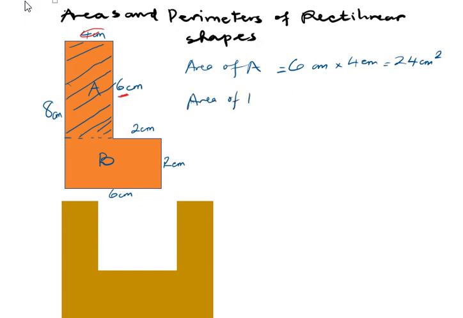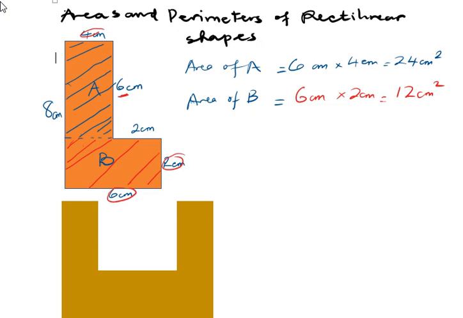Area of B, let me use another color to shade it. This is the region for B, as you can see. So the values we need now is 6 and 2. So area of B will be 6 cm multiplied by 2 cm, and that will give you 12 cm squared.